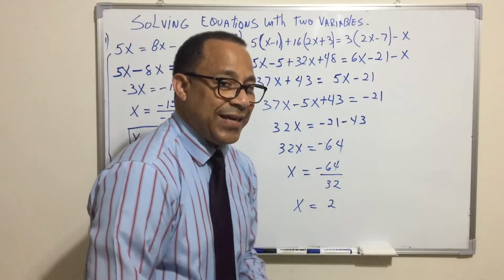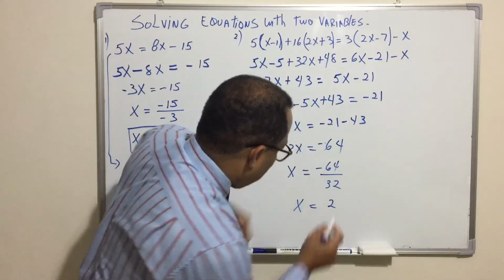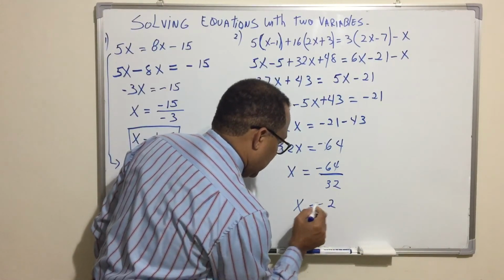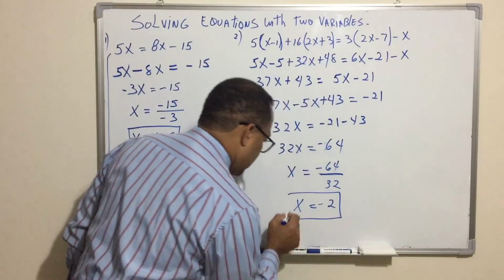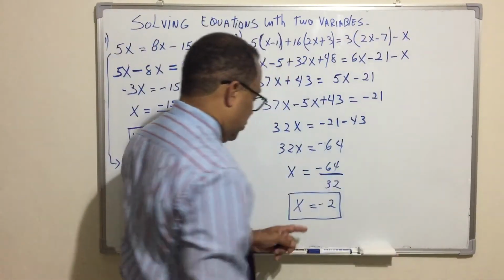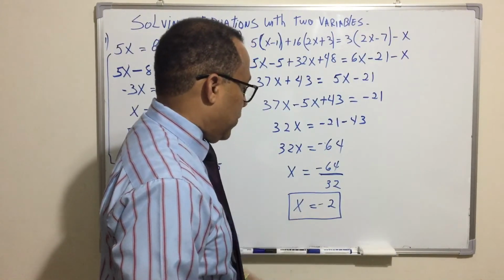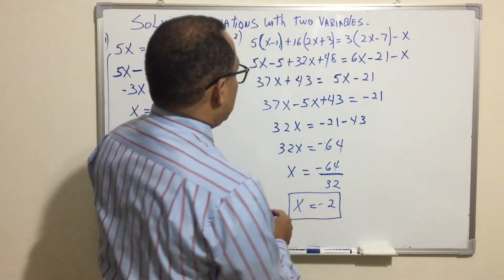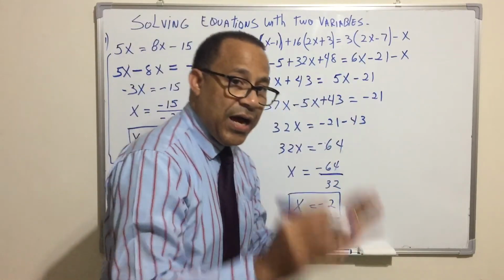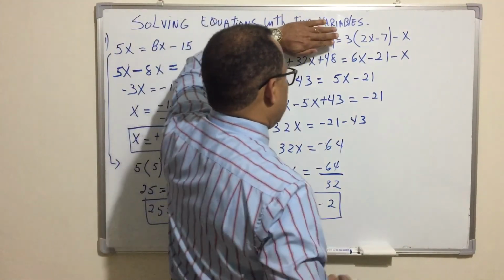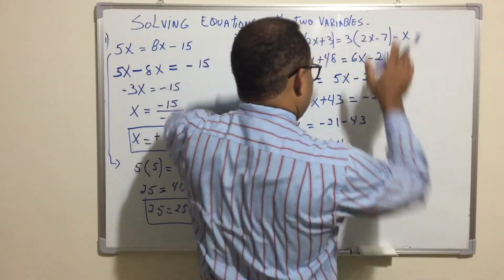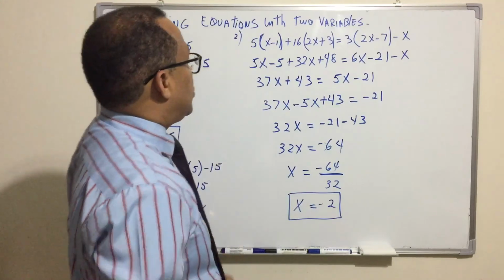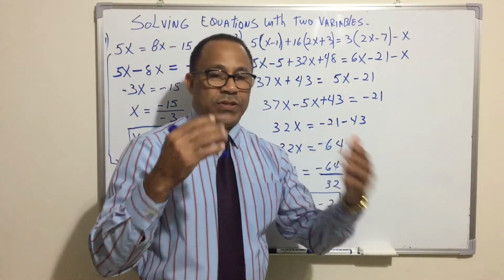Now let me divide the signs. Negative divided by positive equals negative. And the result for this equation equals negative 2, the value of x. It means that if you replace the value of x, which is negative 2, in the variables, you will have the same result on this side and on this one. And this is the way you solve equations with variables on both sides.